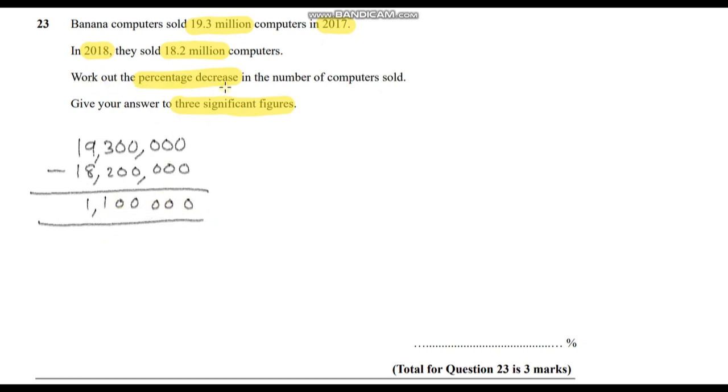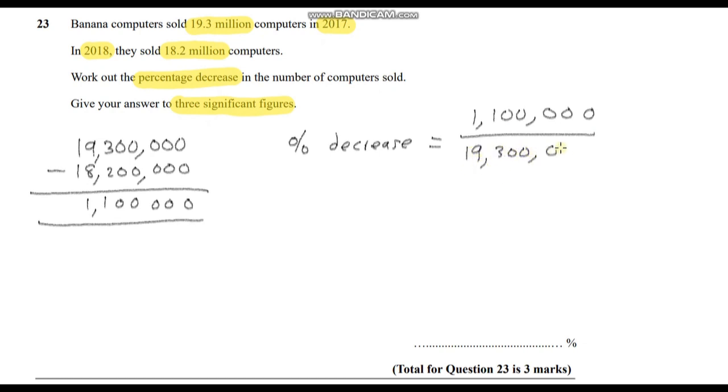It says work out the percentage decrease, not the decrease in total, the percentage decrease. So to work out the percentage decrease, we need to take the actual decrease, so 1,100,000, and we need to divide that by the original amount of computers sold. So from the original amount, so 19.3 million, 19,300,000. And then to put that into a percentage, we need to multiply that by 100, because at the moment this will give us a decimal. So to express it as a percentage, we need to multiply by 100.